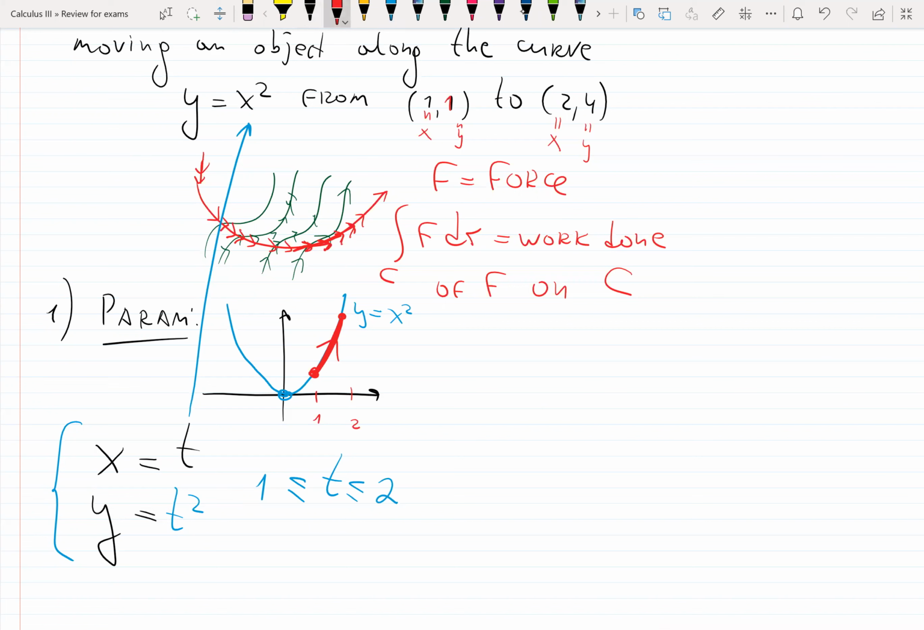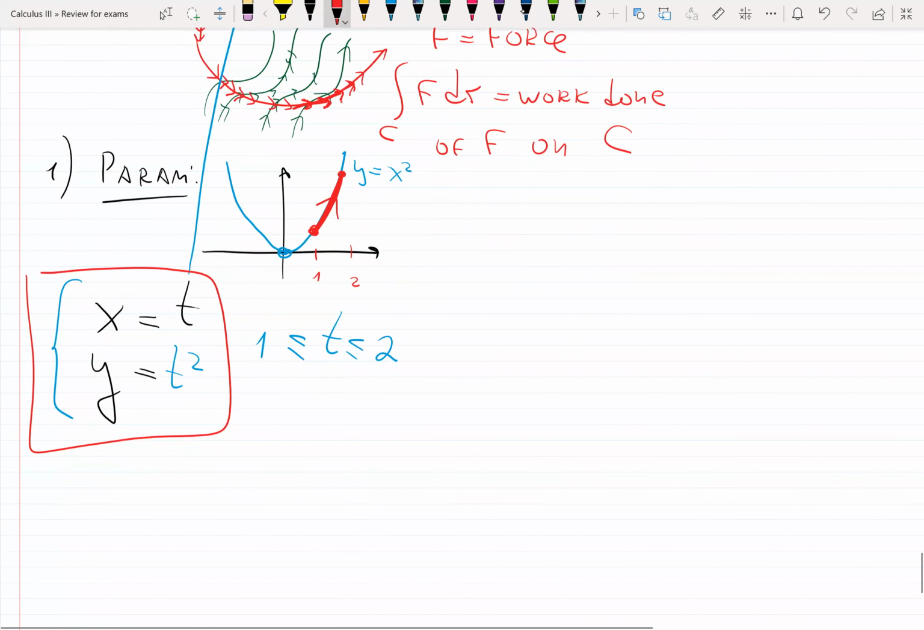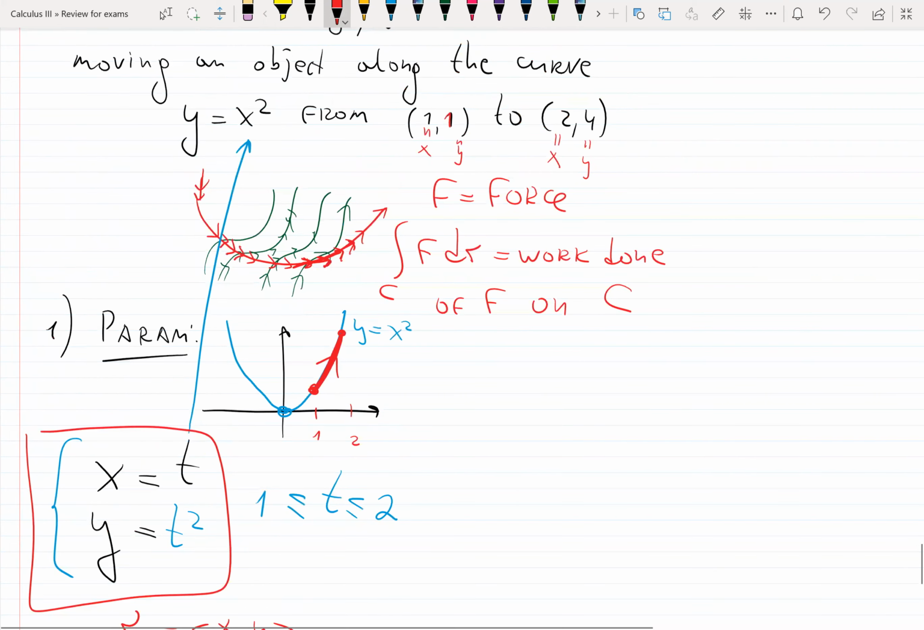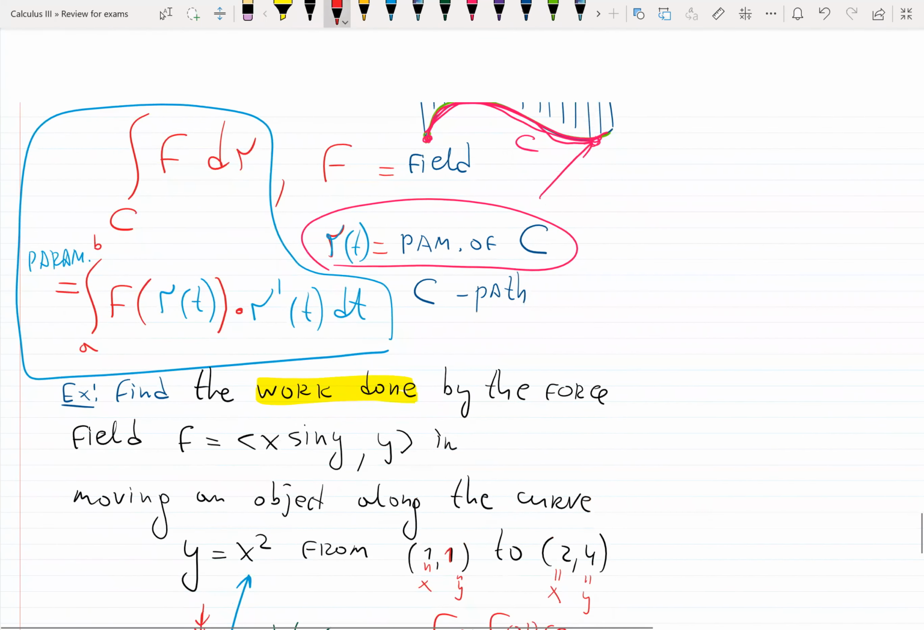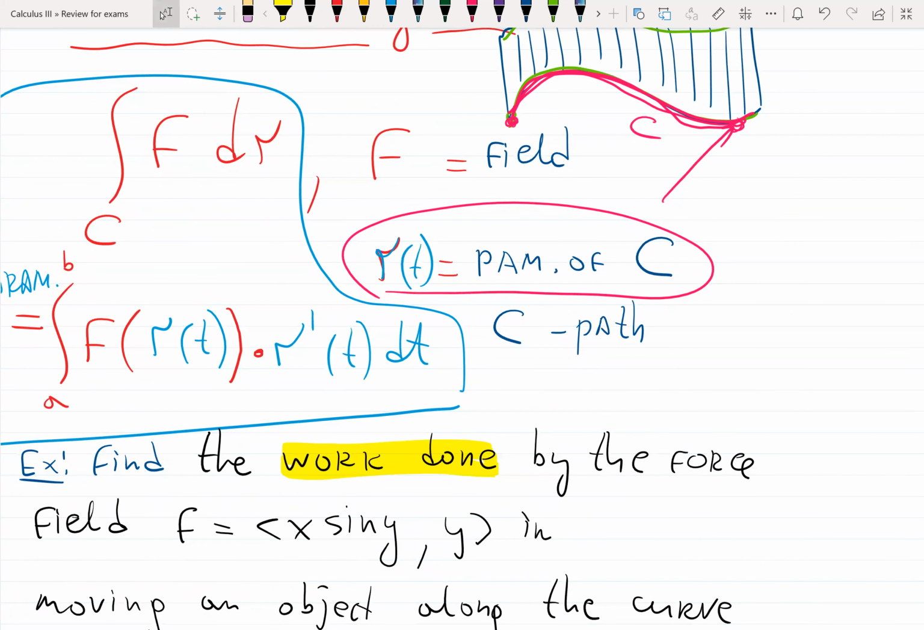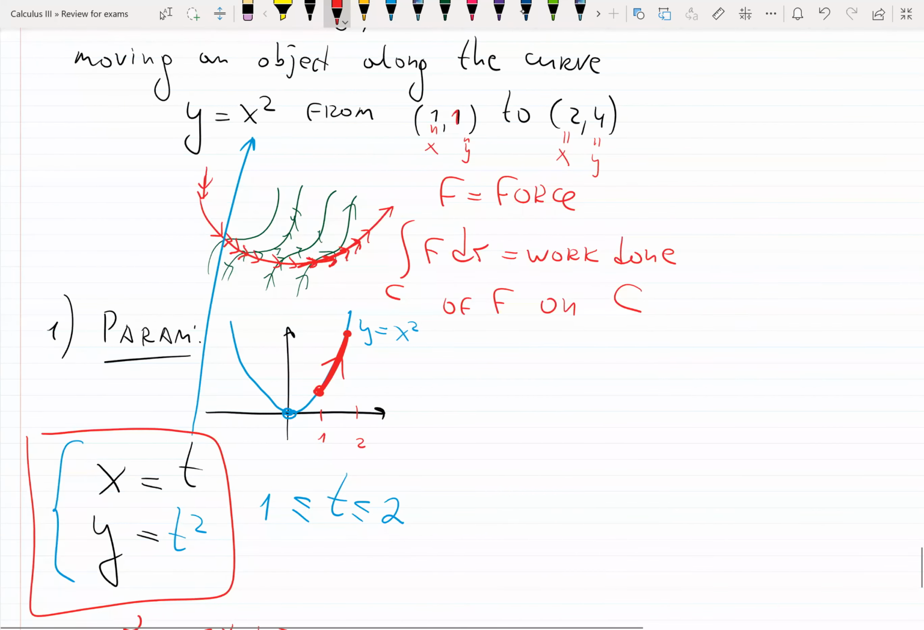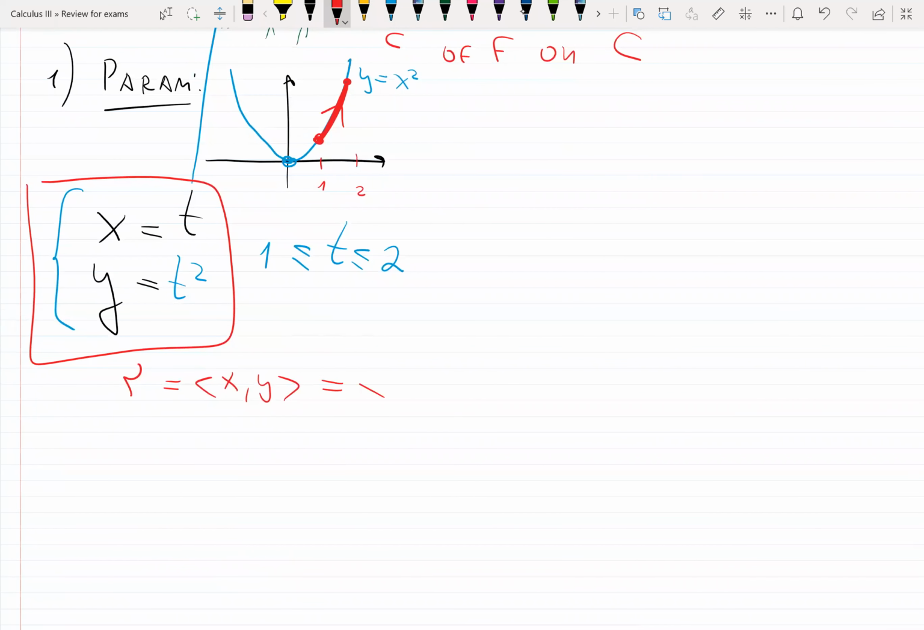This is r. I remind you, r is created from x and y, but each depends on t. Sometimes it's theta and r and so on, but whatever parameterization you use, that's going to be your r. In this case, r is x and y, so it's a vector. Not only does x depend on t, and y depends on t, but it is now t comma t squared. r is t comma t squared.